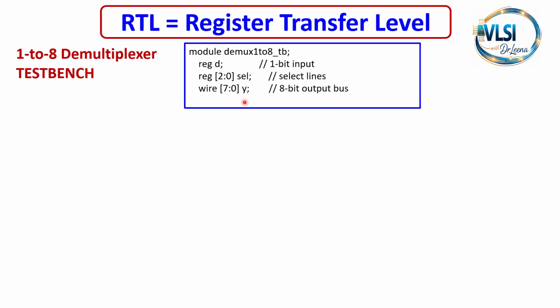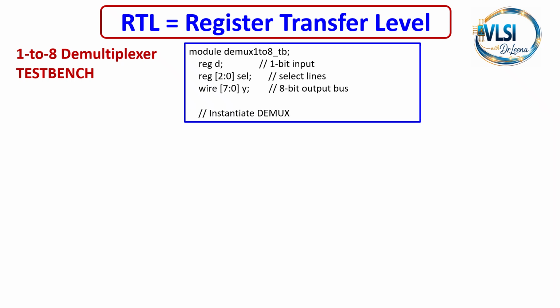Then we are giving the output Y, that is 8-bit, using the wire. After giving all the inputs and outputs using reg and wire, what we have to do? We are going to instantiate. That is, we are going to bring the module or RTL code inside this test bench.